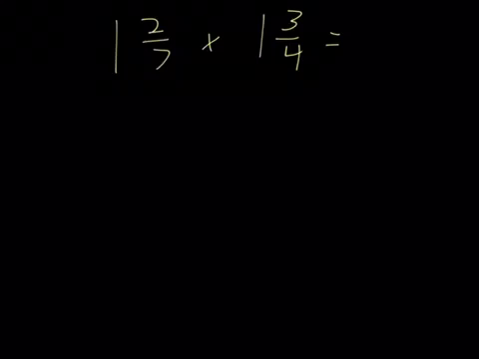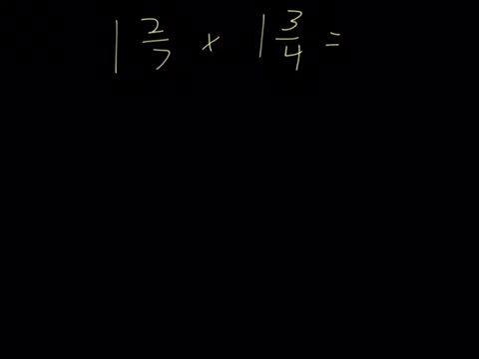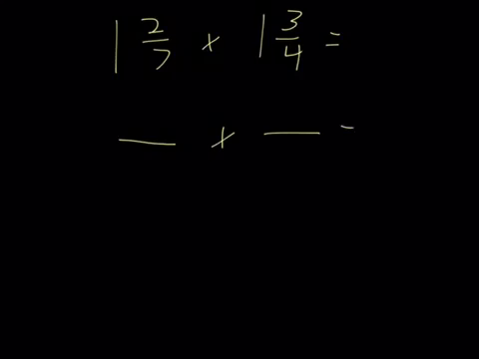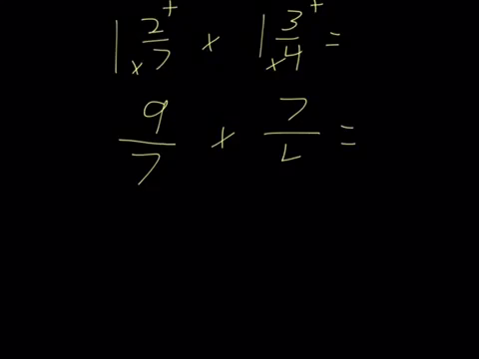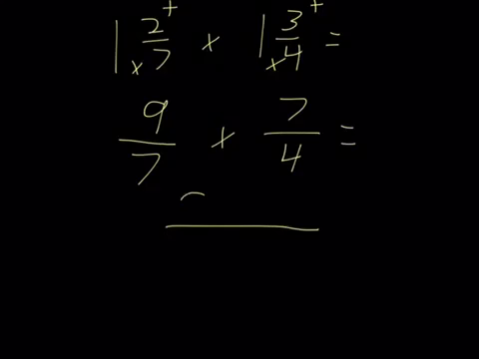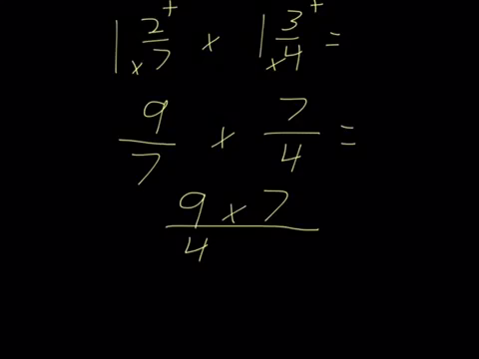As we continue to build from simple to complex, we are going to multiply 1 2/7 by 1 3/4. Our first step will be to convert these mixed numbers into improper fractions. So 1 times 7 plus 2 is 9/7. 1 times 4 plus 3 is 7/4. As we said in a previous lesson, we can use the commutative property, which means we're going to change the order on the bottom.